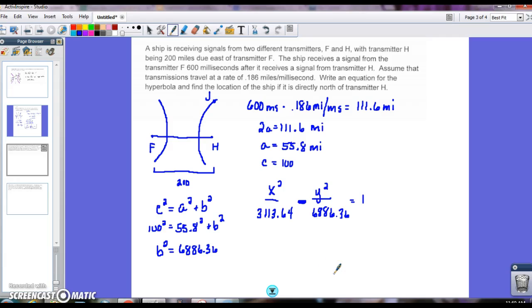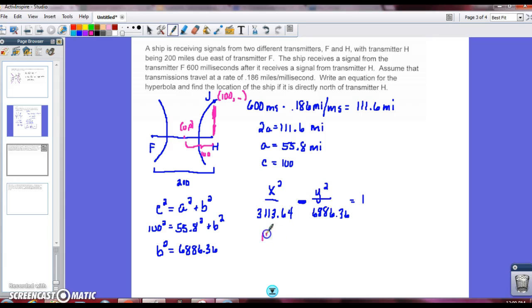But now there's a second part there. It says find the location of the ship if it is directly north of transmitter H. If it's directly north of H, I didn't quite draw it exactly that way, but assume these are right above each other. If it's directly north, remember here's 0, 0. I know that this distance is 100, so I know that the x-coordinate of this point is 100 comma something. I just have to figure out what that something is. Because that point is on the hyperbola, I can use my equation. I have a value for x. I can plug that in, and then I can find y.